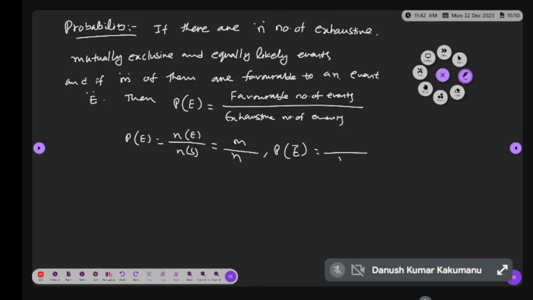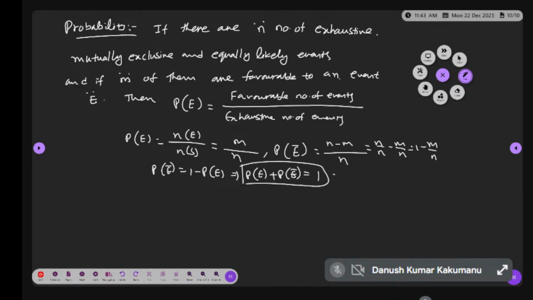What is the P of E? N minus M, N by N minus M by N. 1 minus M by N. Which is what? P of E complement is equal to 1 minus P of E. Which is P of E plus P of E complement. What is P of E plus P of E complement? 1. Which we can write as small p plus small q equal to 1. Now tell me which topic we are using this p and q notation in: the binomial and Poisson distributions. Small p, small q. Is it clear to all of you?